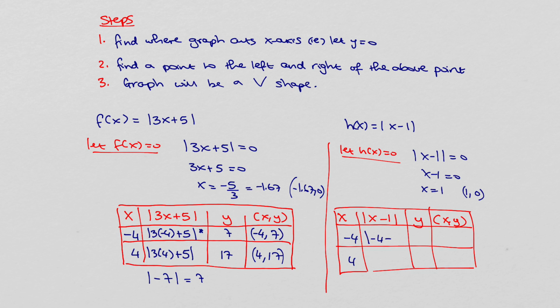So if I sub in, we get -4 minus 1. So again, if I star that and just go down to the bottom of the table there, that means that we end up with -5 inside the modulus sign. So that means we take the absolute value, which is 5, and therefore that gives me a coordinate -4, 5. And if I sub in for 4, well, we get 4 minus 1, which is 3. So that means I go out to 4 and up to 3. So now I have 3 points for both of my graphs.